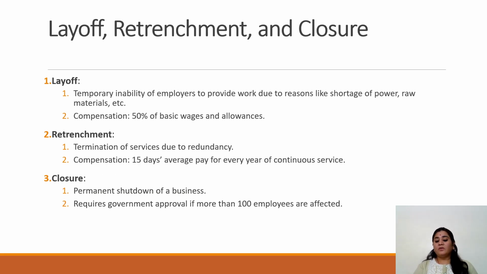Now we will learn about layoff, retrenchment and closure. Layoff is a temporary suspension of work due to circumstances like material shortage or breakdowns, where workers are entitled to 50% of their wages during layoff. Retrenchment is basically permanent termination due to redundancy, where workers receive compensation equal to 15 days' work per completed year of service. Then we have closure. It means permanent shutdown, requiring government approval if more than 100 workers are affected.